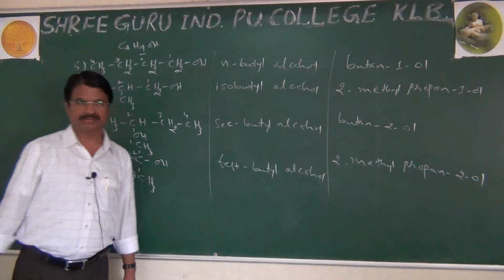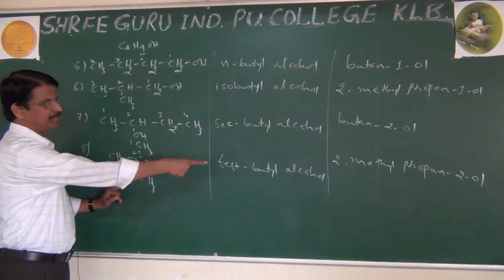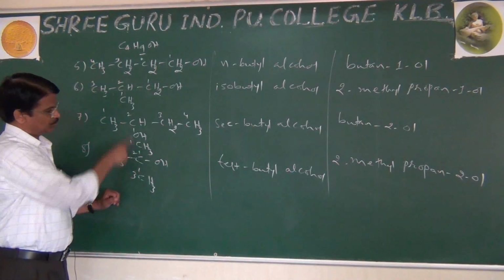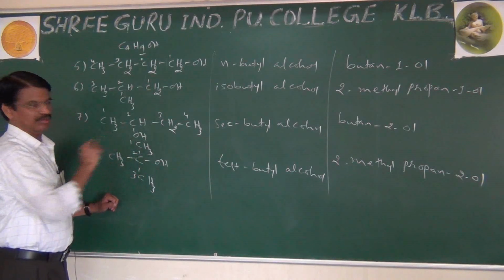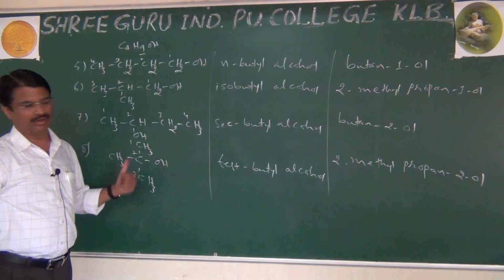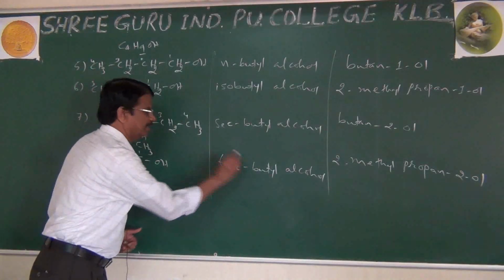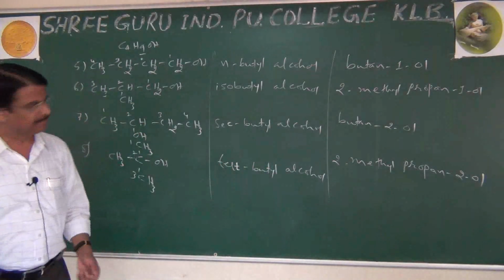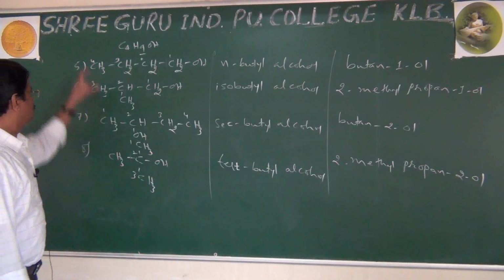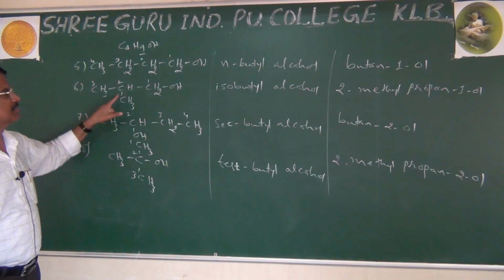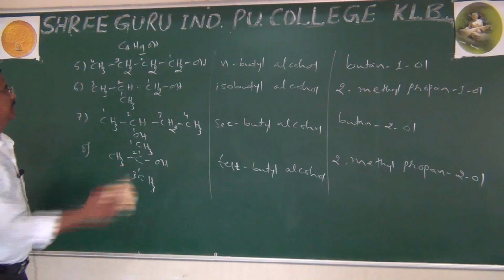Make it one more question. Write the IUPAC name of tertiary butyl alcohol. So write, yes, 2-methylpropane 2-ol. It is the IUPAC name of tertiary butyl alcohol. So this is about the butyl alcohol compound. And I'll write one more example. There is a pentyl group.